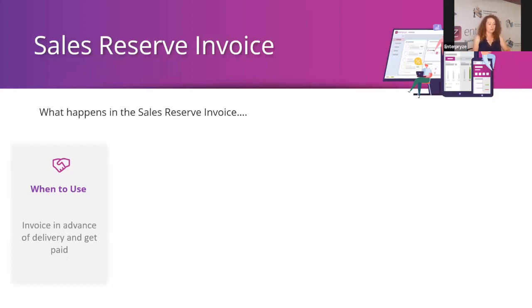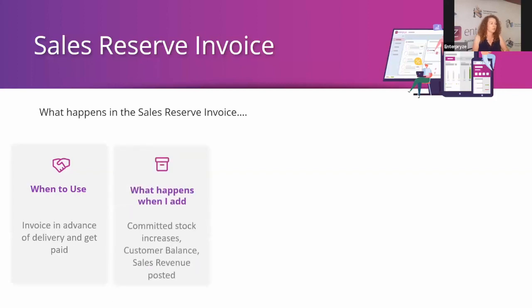So, for example, you might have a deal with a customer and say, well, look, yeah, we'll give you that, but in fact, we'll require payment up front. Well, then they'll say, well, I can't do that without you giving me an invoice. Well, you can within Enterpryze. Use the sales reserve invoice. So you can invoice in advance of delivery and payment. So that's when to use it: in advance of delivery and payment.